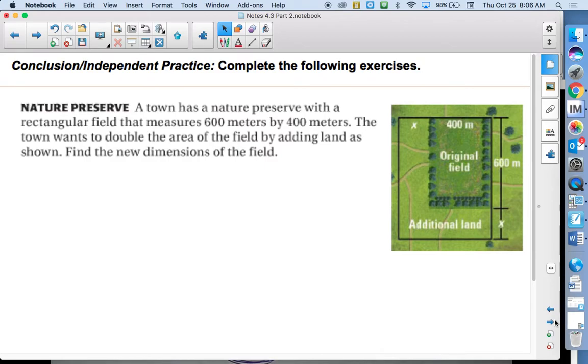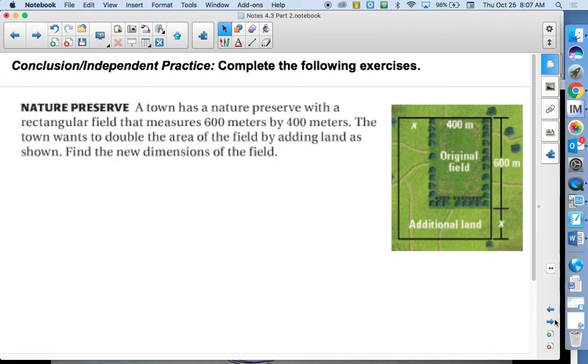But we have a nature preserve. I've got a nice fancy picture up here. A town has a nature preserve with a rectangular field that measures 600 meters by 400 meters. So that's this area here. So think of North Park. They have a little area in North Park dedicated to the dogs. I think there's a dog area where you're allowed to take your dogs in North Park, so that kind of thing. The town wants to double the area of the field by adding land as shown.